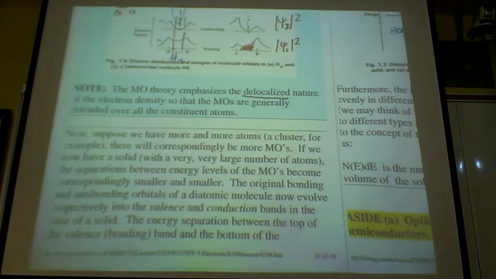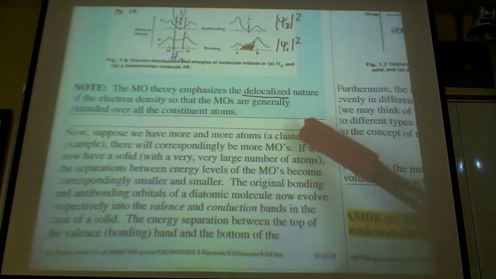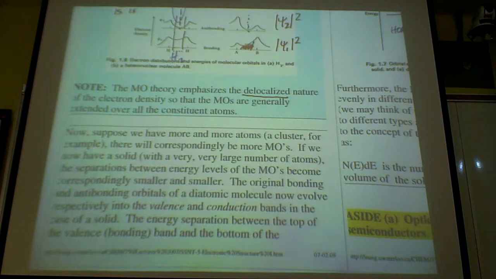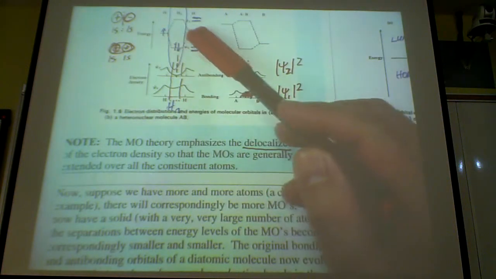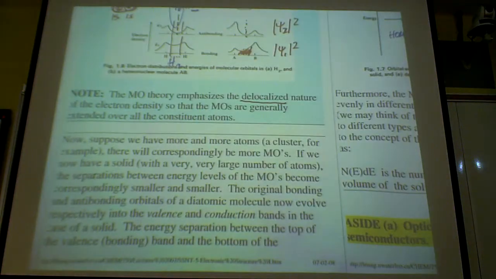Now, if we start adding atoms to this diatomic, we have more and more atoms. Let's say a cluster, a triatomic, let's say a linear cluster. And what should we have? Well, because we start off with 2 AOs, we should have 2 MOs. If we start off with 3, we should have 3 MOs. So it accumulates. It's just adding more and more to the system. The number of energy levels is conserved as you add them up together.